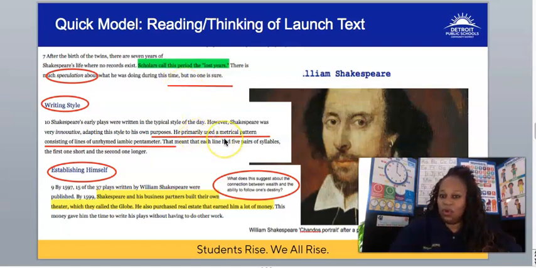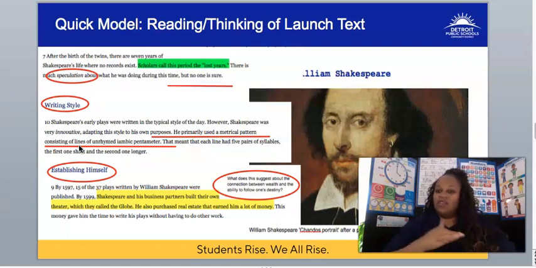Now, here's another example. I didn't give you the word metrical, but I could have, because let's look here in the writing style section. He primarily used a metrical pattern. Metrical as in music? Well, let's see. Let's read the sentence afterward. He used a metrical pattern consisting of lines of unrhymed iambic pentameter.